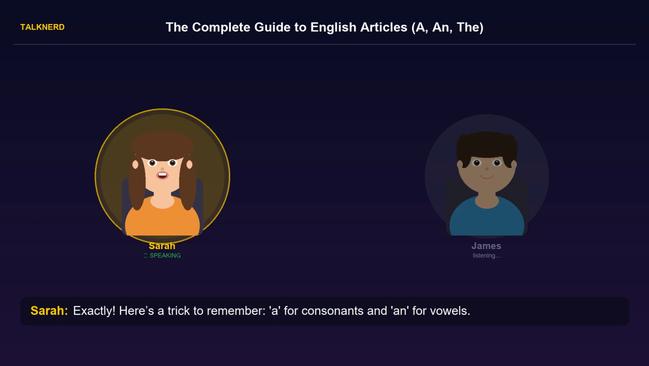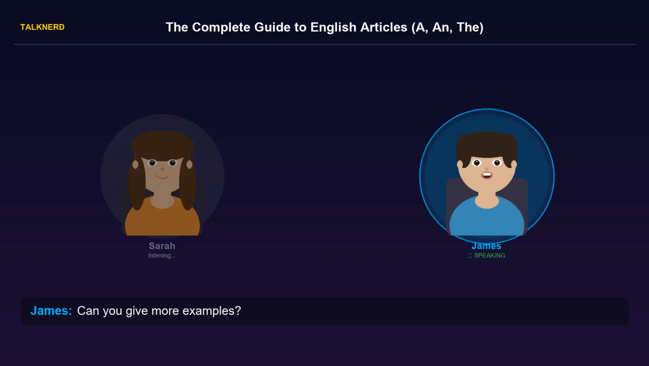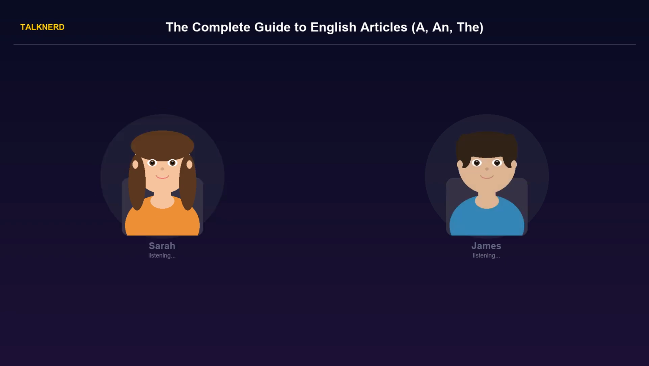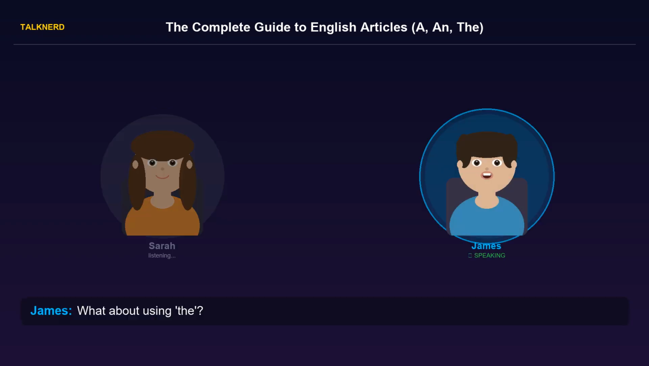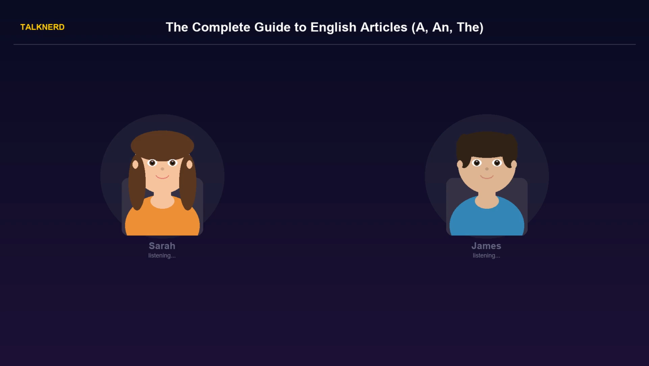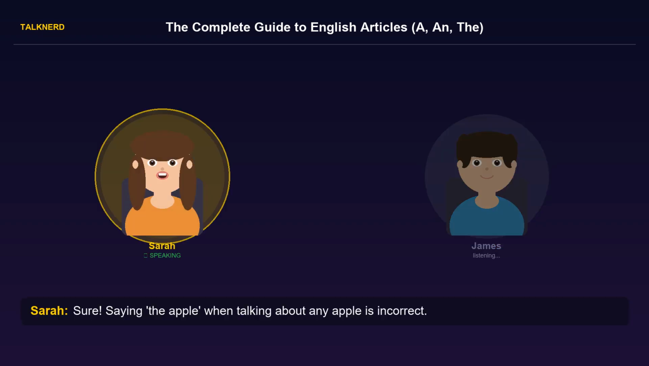Exactly. Here's a trick to remember: a for consonants and an for vowels. Can you give more examples? Of course. A dog, a house, an orange, and an hour. What about using the? The is used for specific nouns known to the reader. Like, the sun. Could you give an example of incorrect usage? Sure. Saying the apple when talking about any apple is incorrect.